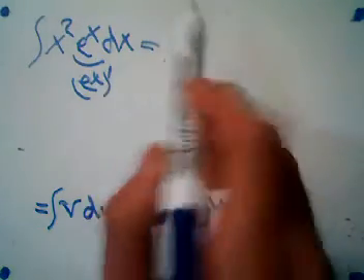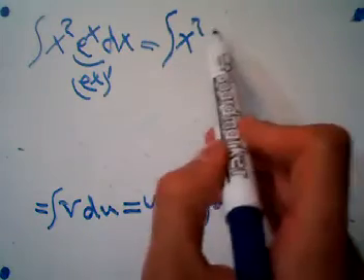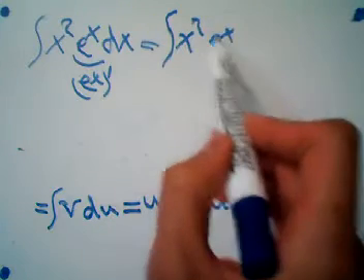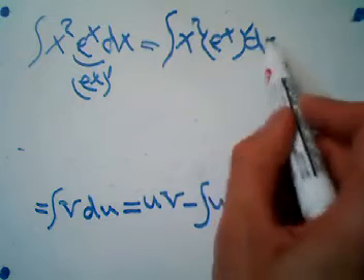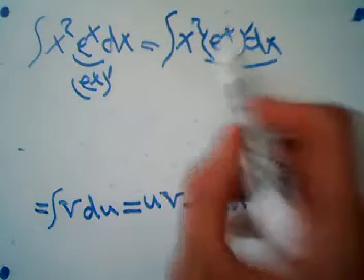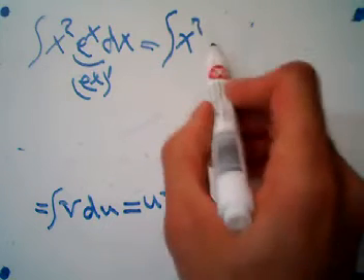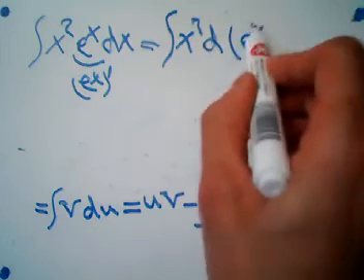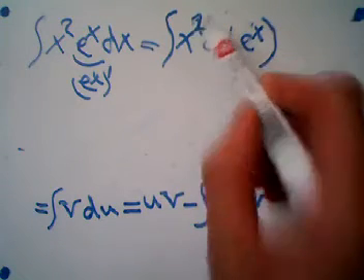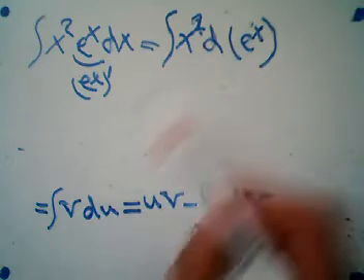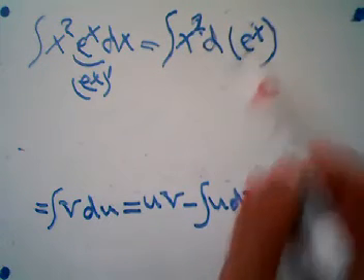Okay, so let's write it. x squared times the derivative of e to the power of x dx, and this is the differential of e to the power of x. So the differential of e to the power of x. Now here our v is x squared and our u is e to the power of x.